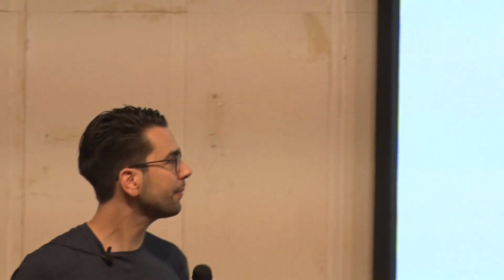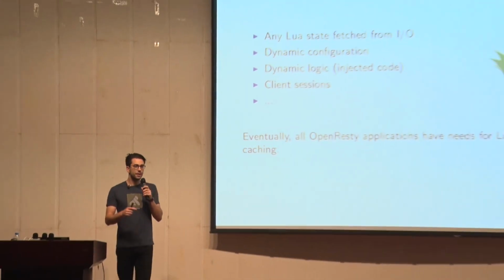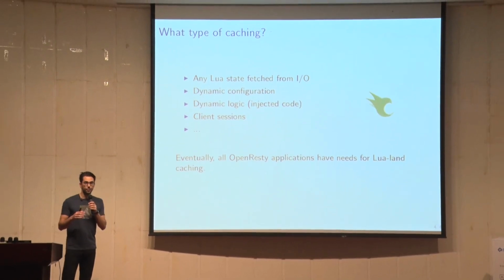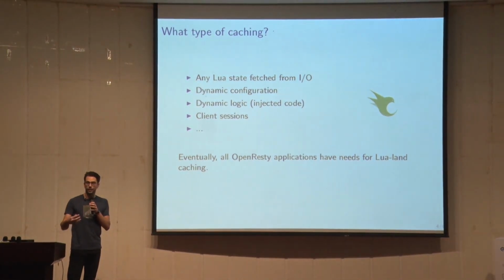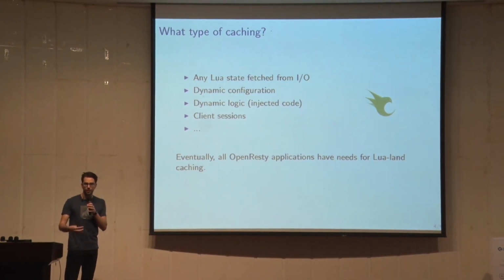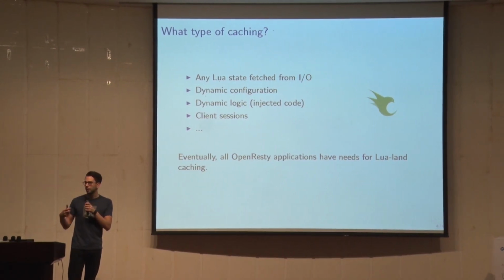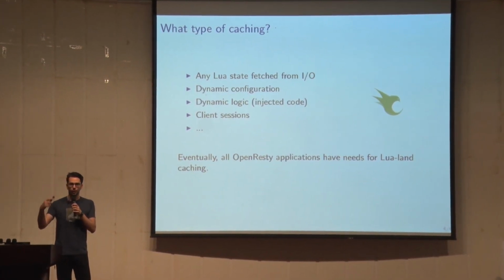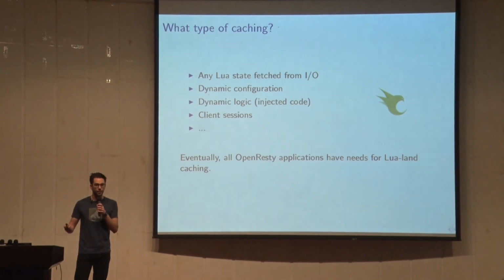So let's define what type of caching. OpenResty has a particular strength in the fact that it is dynamic, right? It is a program that you can configure and reconfigure dynamically at runtime. And that's the strength compared to vanilla Nginx.